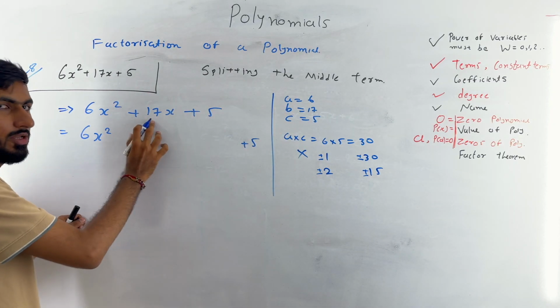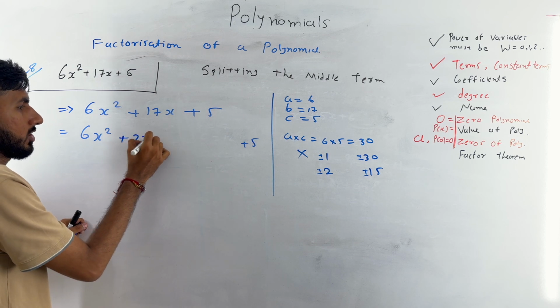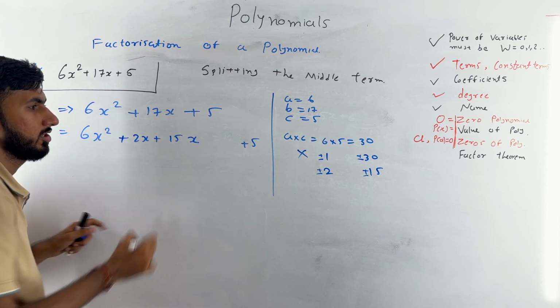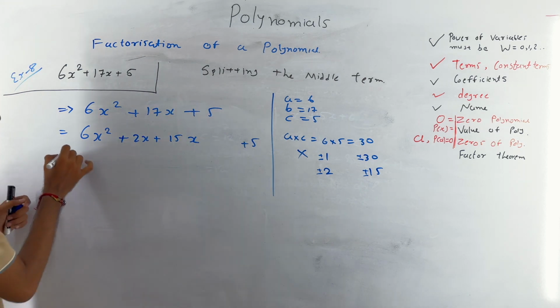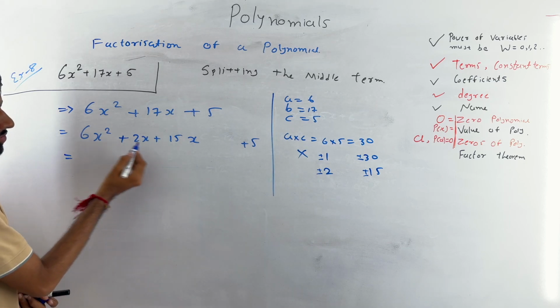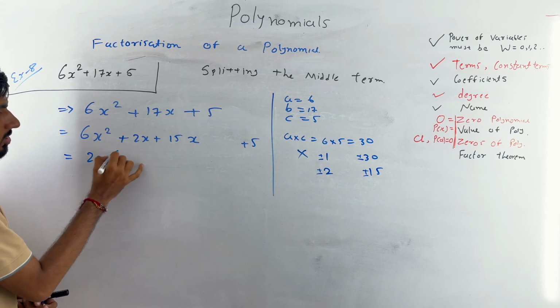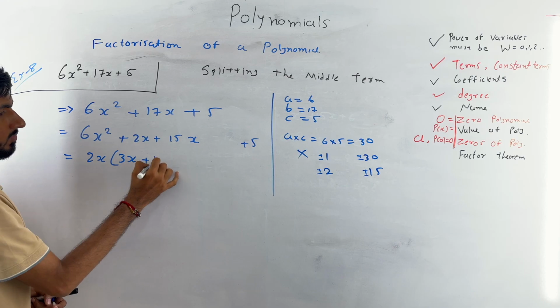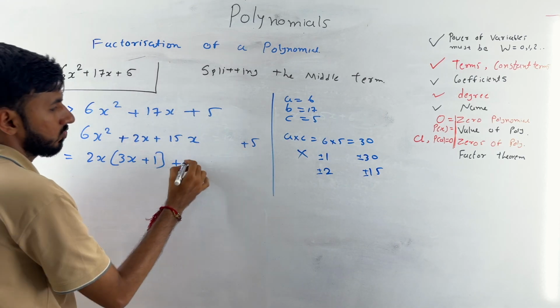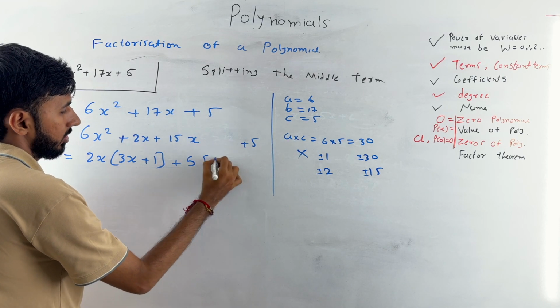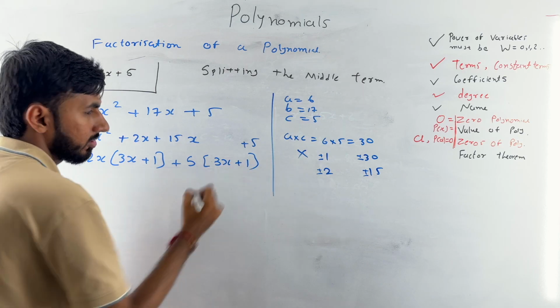I have 17 as b, so plus 2x plus 15x. This much easy is the use of splitting the middle term. Now for the first two, I can take out common 2x. So here I have 3x plus 1, right? Now for these two, I can take out common 5. So I can write 3x plus 1 here.